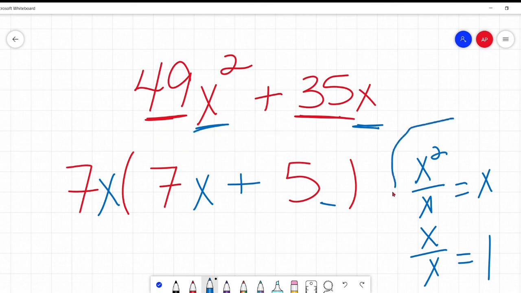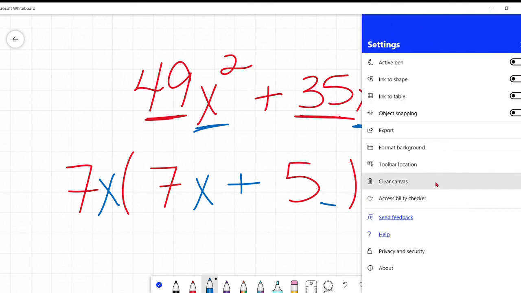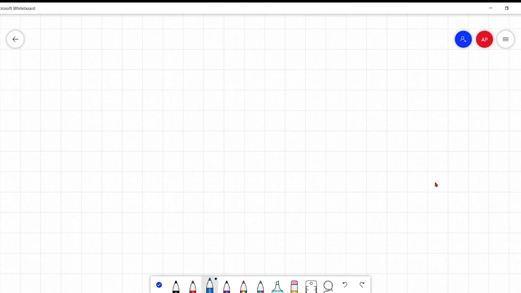So this is what's actually happening over here. You're dividing each term by 7x. It's x squared divided by x and x divided by x. That's what's happening. So you'll see the pattern where you can do a little jump ahead with the variables. This can be any variable.